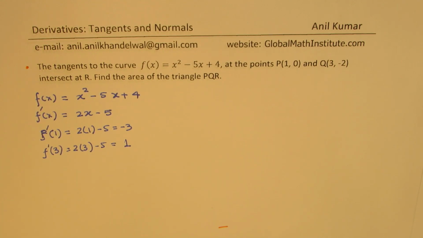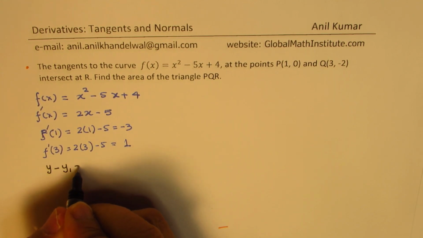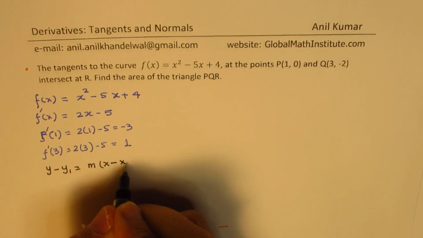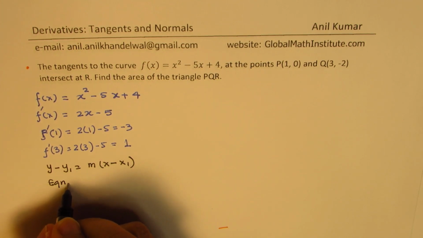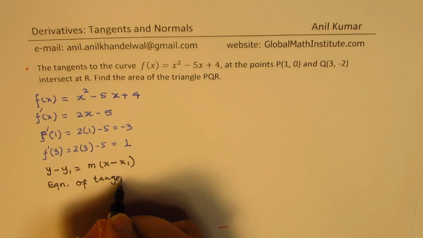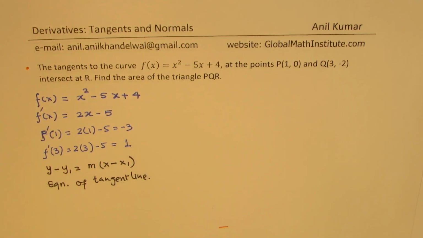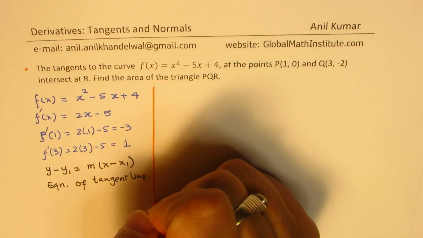Now, derivatives mean slope, right? So we can use the equation y minus y1 equals m times x minus x1 to find the equation of the tangent line. Correct? So let's figure this out. We'll work it out on this side of the page.